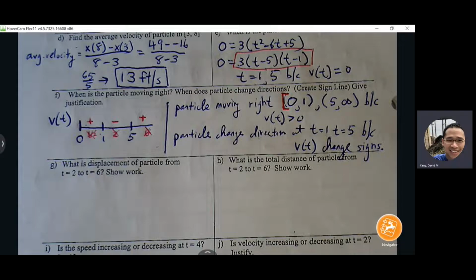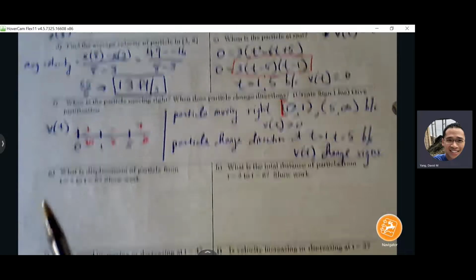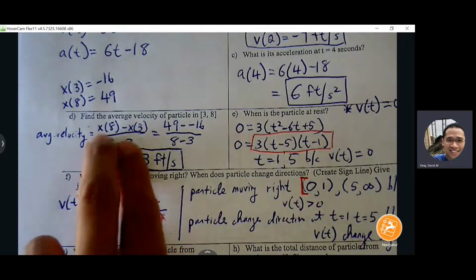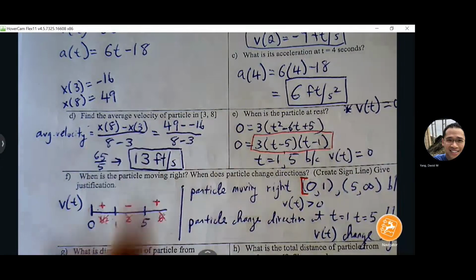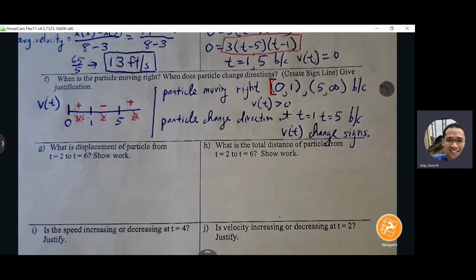Part G, what is the displacement of the particle from 2 to 6 seconds? So displacement is just final position minus initial position. It kind of looks like average velocity, but without the time component. So it's just final position minus initial position. You can get a negative value, which is fine. That just means that you end up 5 or 6 units, or whatever the unit is, behind where you started, or to the left of where you started.